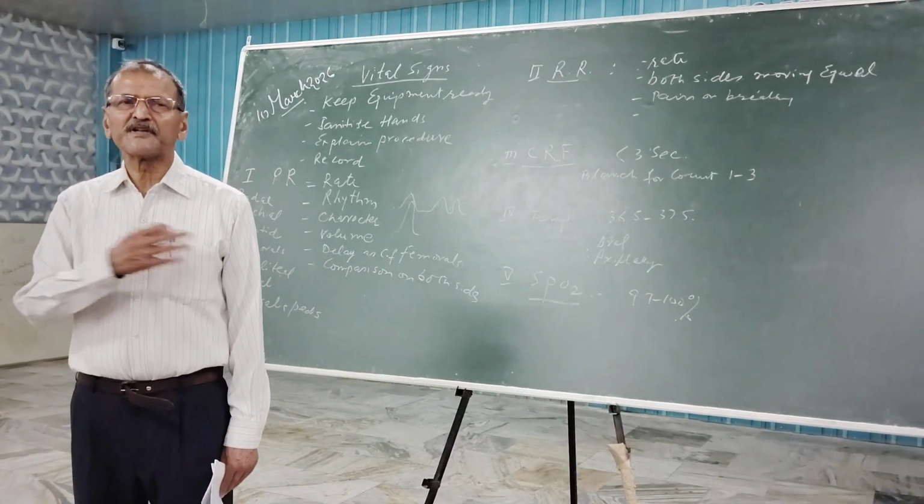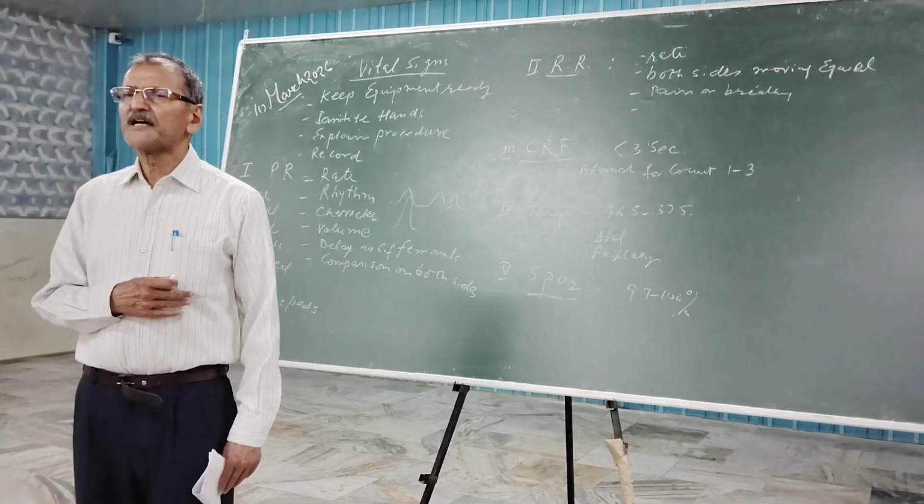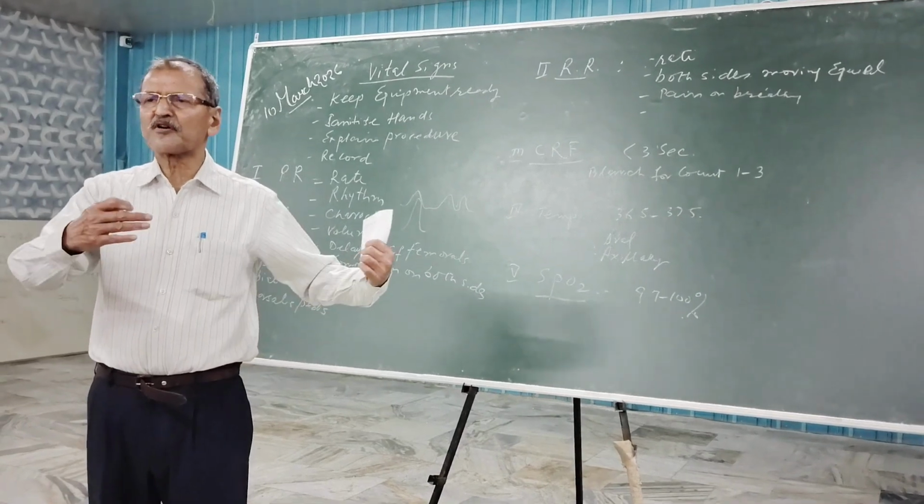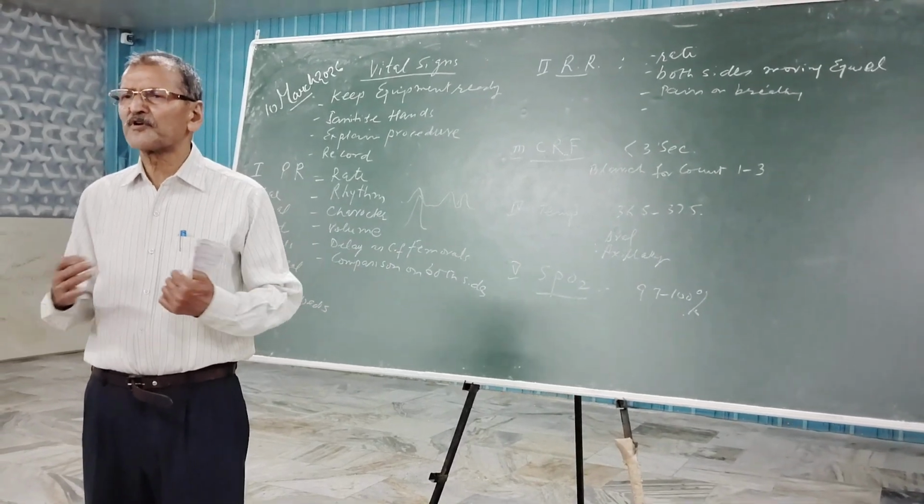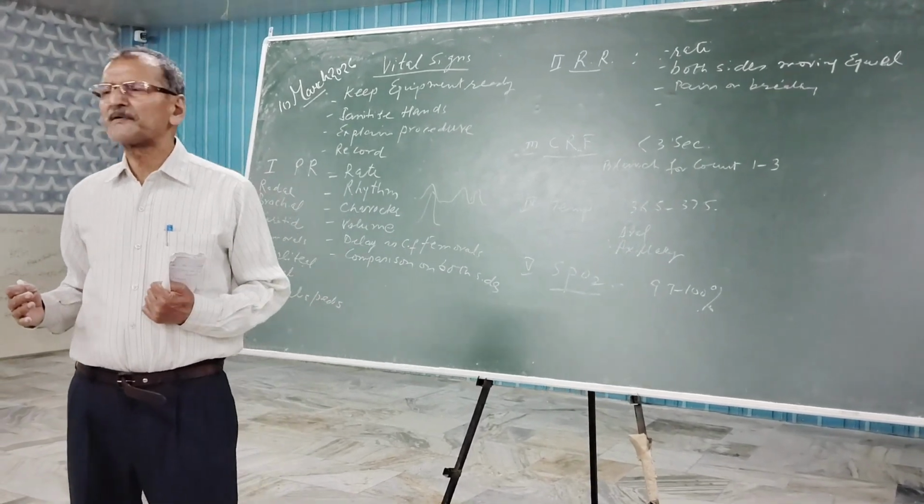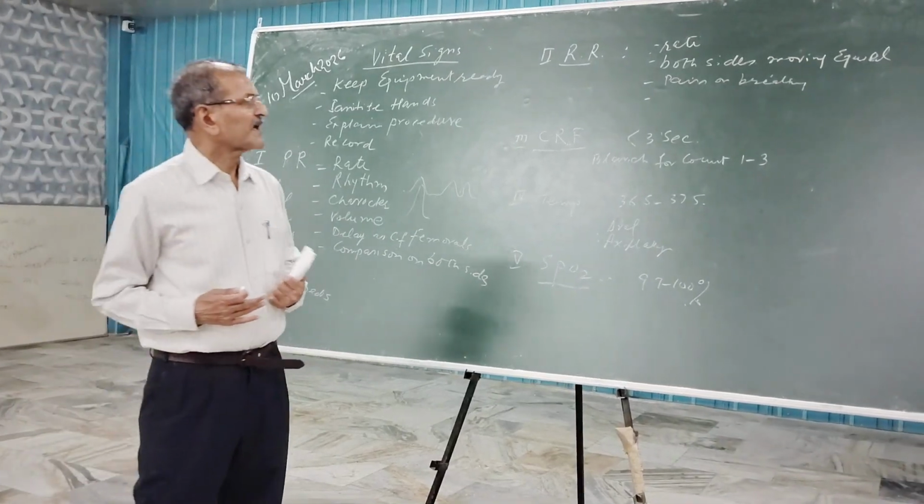Here the important points are whether both sides are moving equally or not. Sometimes if there is pathology on one side, that side may not expand. So you have to note down whether both sides are expanding or not, right?